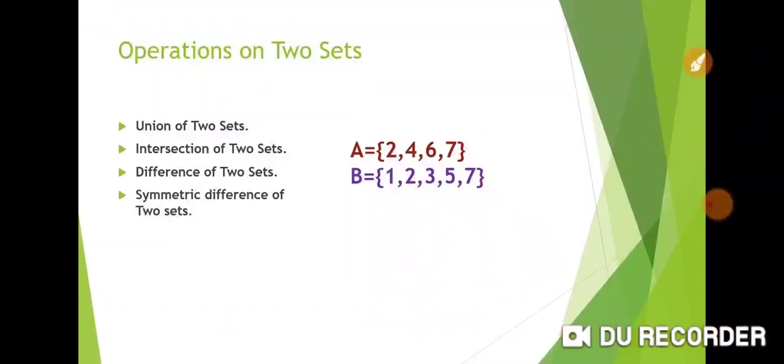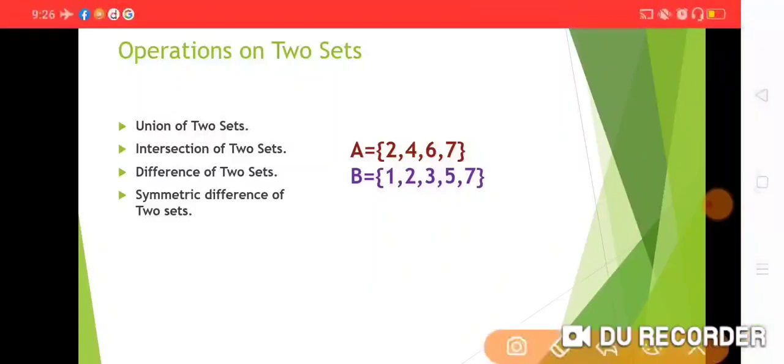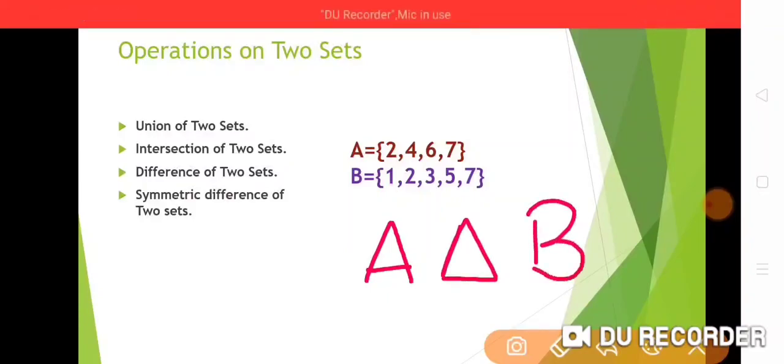Now the next one is symmetric difference of two sets. How are we going to denote it? It is written as A delta B. This is the set containing those elements which are either in A or in B, but not in both A and B.